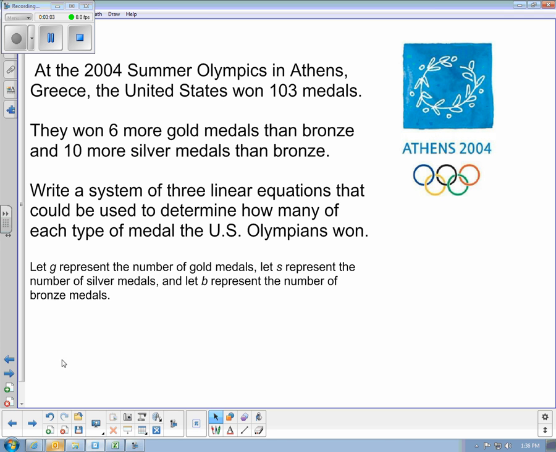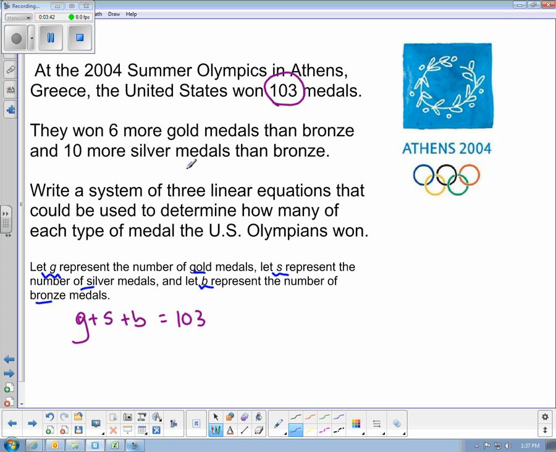So they give us our variables here, and that's really important that we name our variables. We're going to say G is gold, S is silver, and B is bronze. And we need to come up with three equations so that we can solve this. So the first equation is pretty easy. If you know that they won 103 medals total, that means you can add the three variables together. You'd have G plus S plus B is equal to 103. Okay, because all medals together, they won 103 total.